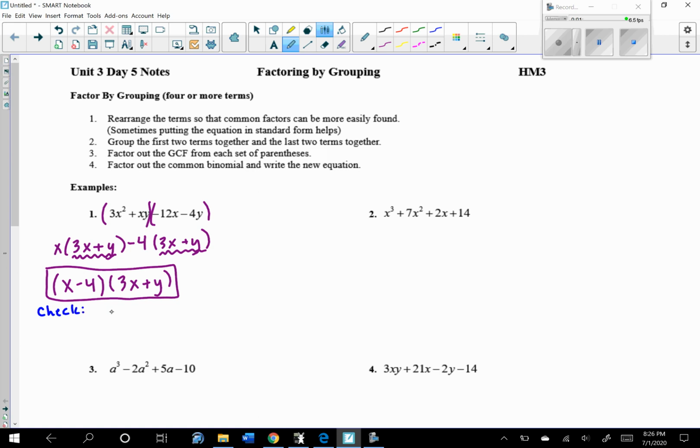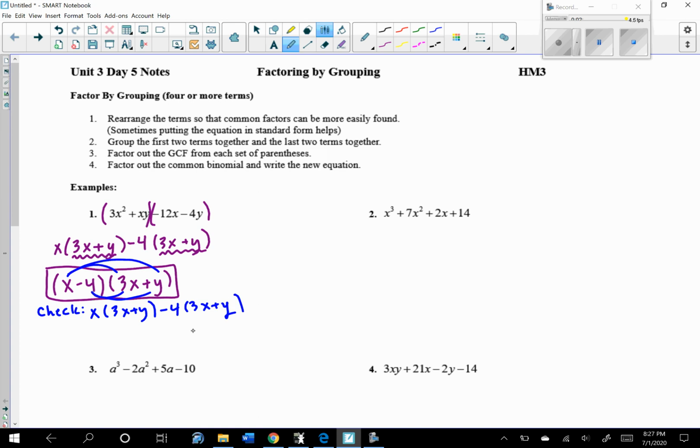So if we're checking, why does that work that I can take these two first terms and put it in a binomial in front? Think about when you FOIL. When you FOIL, you take the first term and you multiply it by both these terms. So what am I really doing? I'm taking this first term, times 3x plus y, and then you take the second term and multiply it by both of these. So minus 4 times 3x plus y.